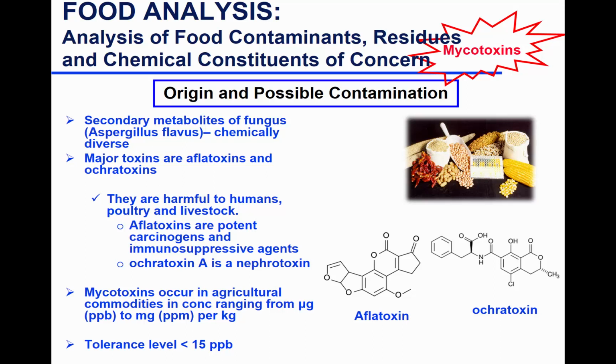So mycotoxins is the next category we're going to talk about. It's a secondary metabolite generated by fungus, such as Aspergillus flavus, for example. They are chemically diverse. That means there are so many different types of mycotoxins. The major ones are aflatoxin and ochratoxins. So aflatoxins are potent carcinogens and immunosuppressive agents. Ochratoxin is a nephrotoxin that attacks the nerves.